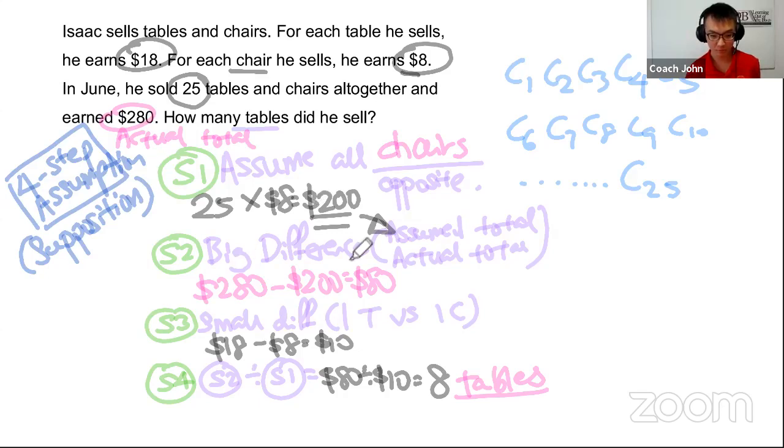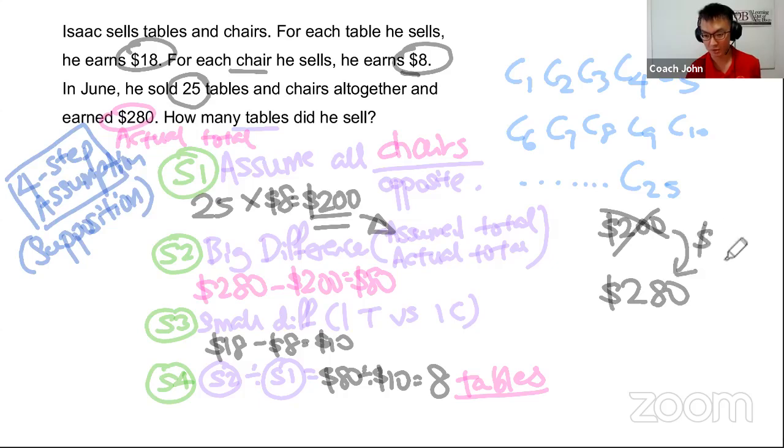So the assumed total is $200, but this is not true, because the actual total is $280, and there's a difference of $80, which is here. Okay, let me just put a heart shape here. Yeah, this is the heart shape.